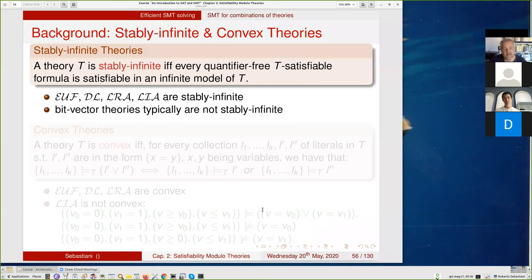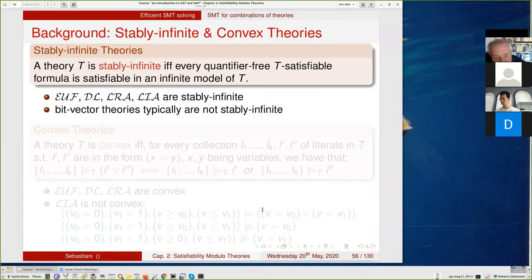here we say something about two kinds of theories. So we restrict our interest to stably infinite theories. A theory T is stably infinite if every quantifier-free formula which is satisfied in T is satisfied in an infinite model of T. So substantially, this means that a stably infinite theory is a theory with an infinite domain.